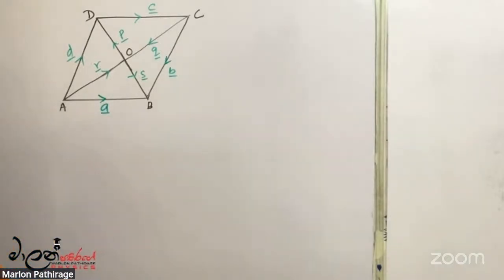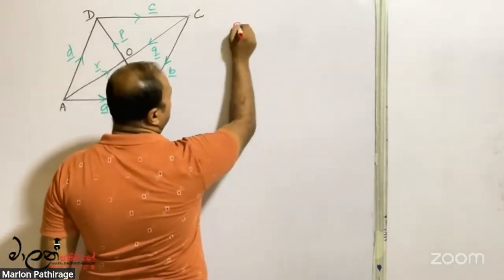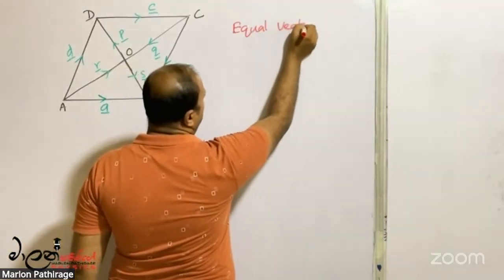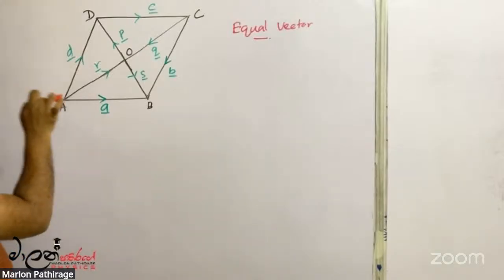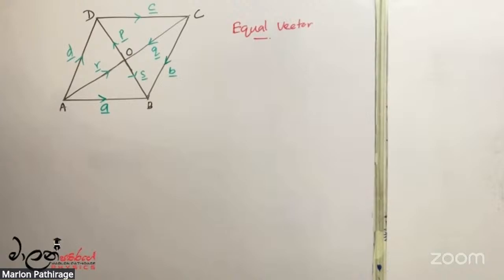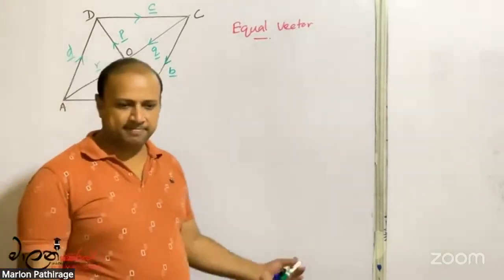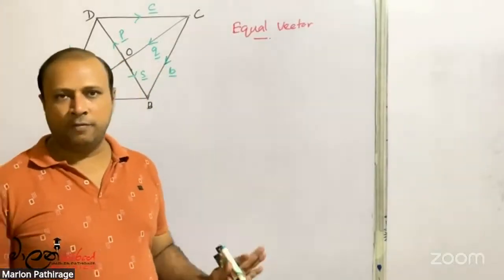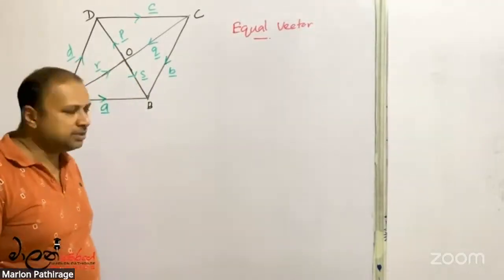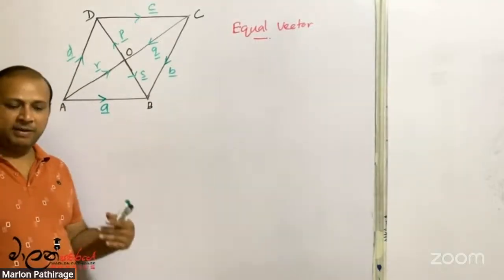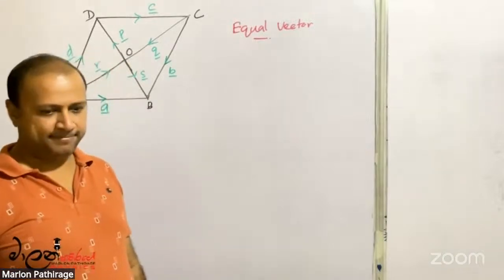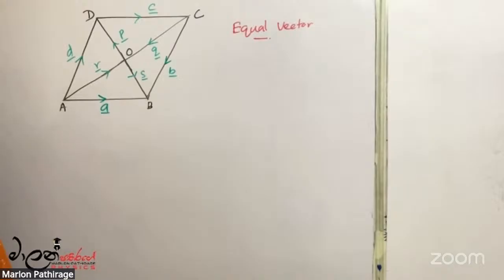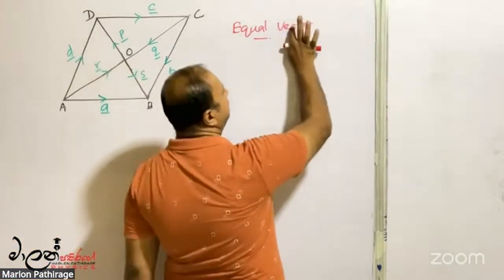Now tell me, what are the equal vectors? Every vector here represents the same physical quantity. Therefore, you do not need to worry about homogeneity. All are the same physical quantity. You just need to determine the magnitude and the direction only. Now tell me, what are the equal vectors?